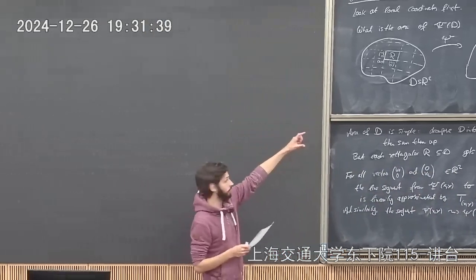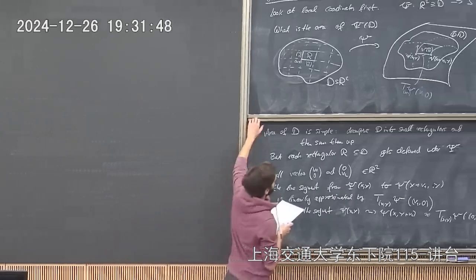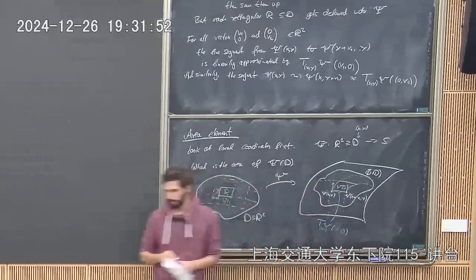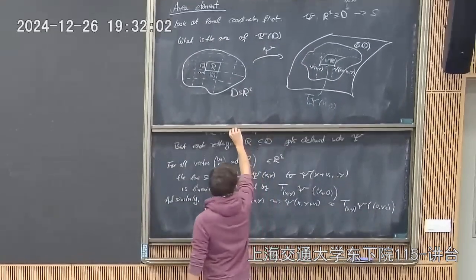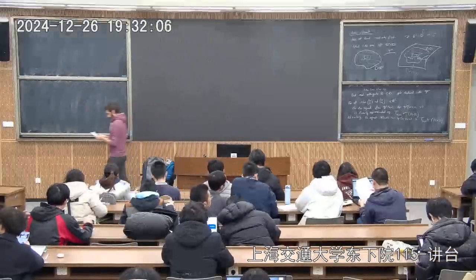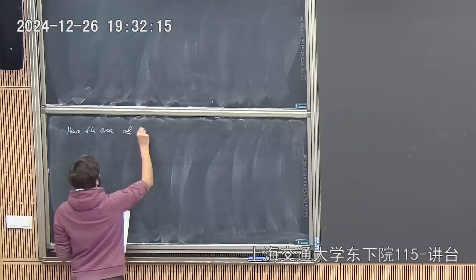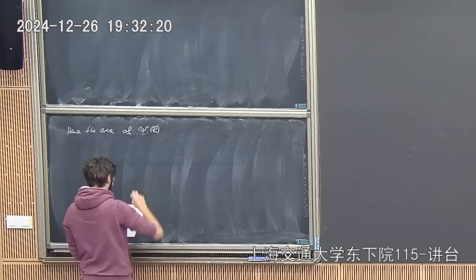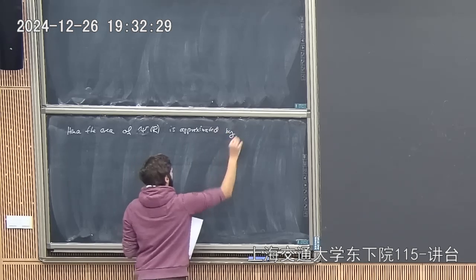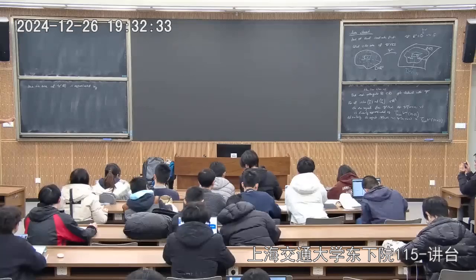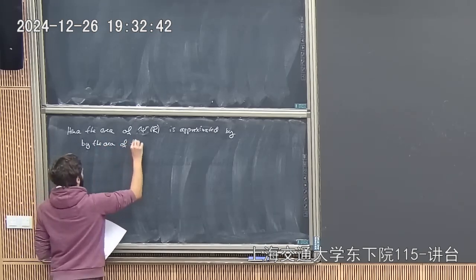If you now look at the area of the small rectangle R, it is transferred to the small region phi of R. The area of phi of R is approximated by the cross product of these two vectors, which is the area of the parallelogram.